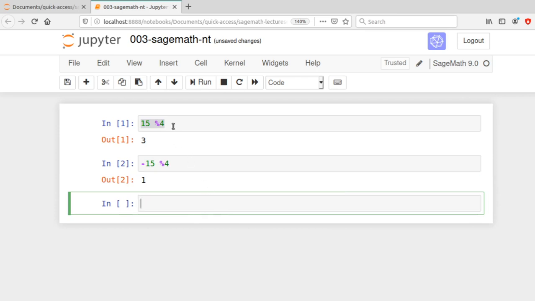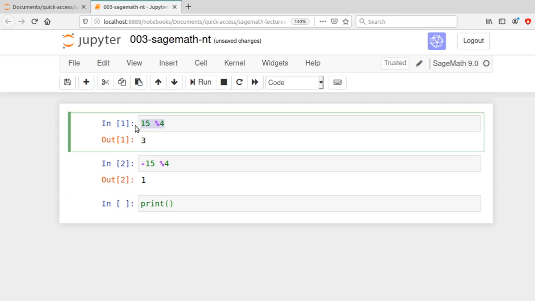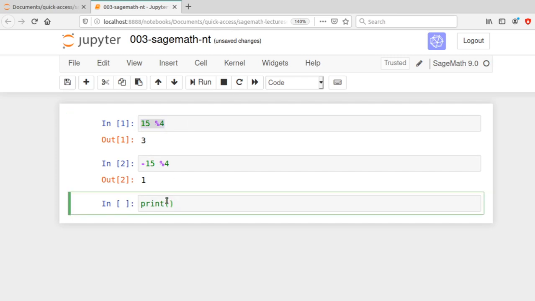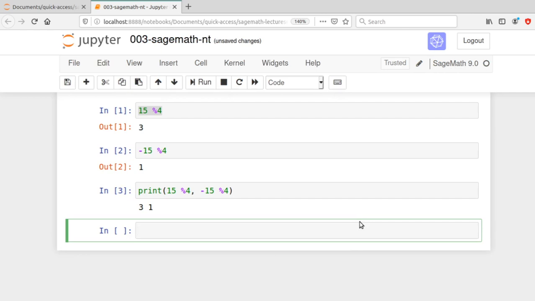Now, to compute these two things in the same line, we may use the print function available in Sage, and we can include both these lines comma separated. Both these computations on the same line, they get remainders equal to 3 and 1.